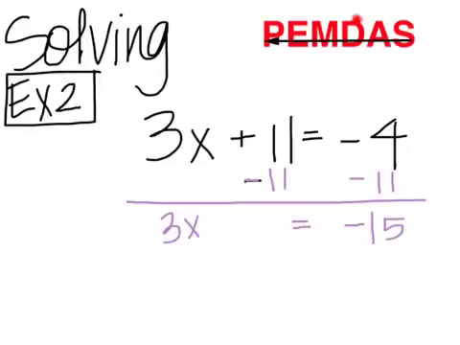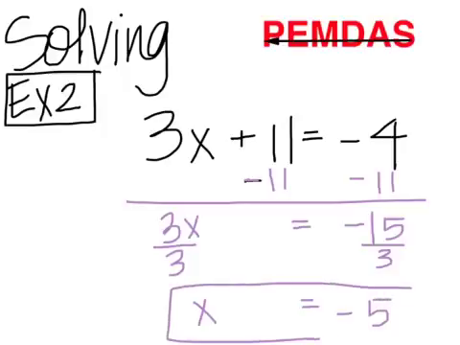Now we're left with multiplication or division. Again, 3x, a number next to a letter, is a coefficient with a variable, which means multiplication. We undo multiplication by dividing. Again, our integer rules come into play. A negative divided by a positive gives you a negative answer. Our answer is x equals negative 5.